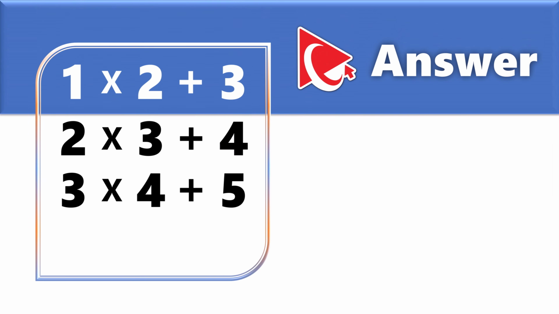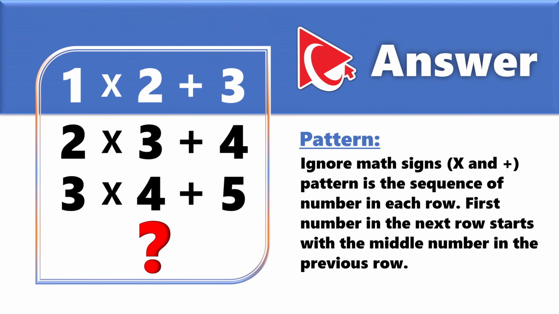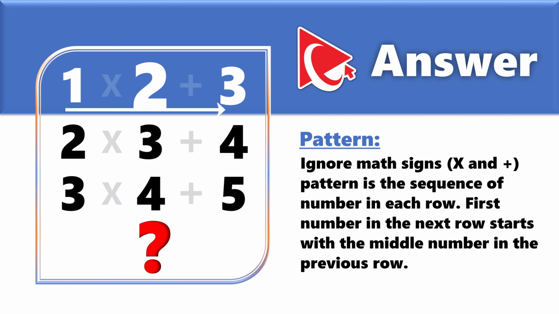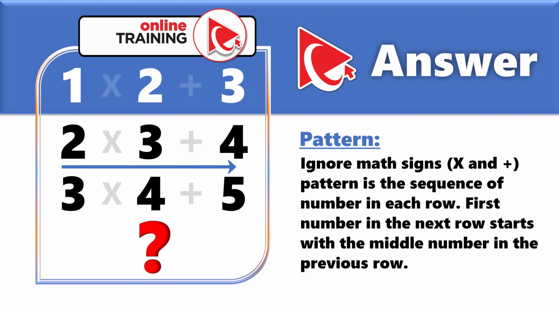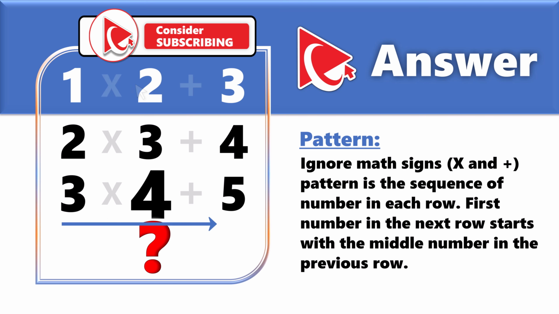The way I see the answer is that we need to ignore the math signs, multiplication and plus signs, and focus on the numbers themselves. Because the pattern here is actually the sequence of numbers in each row. For example, let's take a look at the row 1. The numbers are 1, 2, 3. In second row, the numbers are 2, 3, and 4. In the third row, the numbers are 3, 4, and 5.